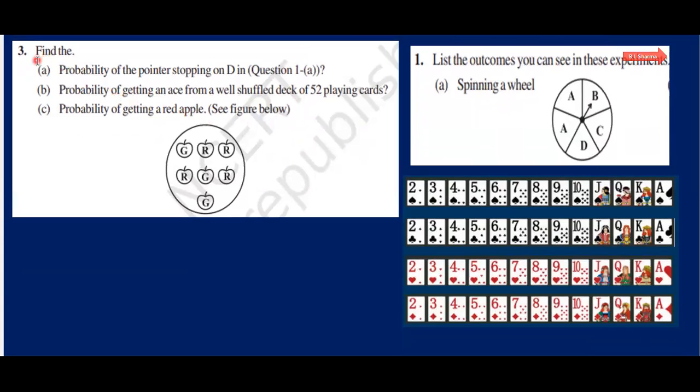Example 3, question number 3. Find the probability of pointer on D in question number 1. ये question number 1 है. देखिए question 1 है, उसका A part ये है कि what is the probability of getting D in this case. So in question number 1, we can write here the probability. P short में probability को P लिखते हैं. P of getting D.